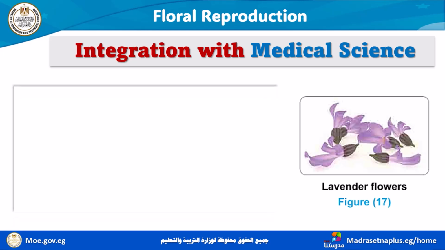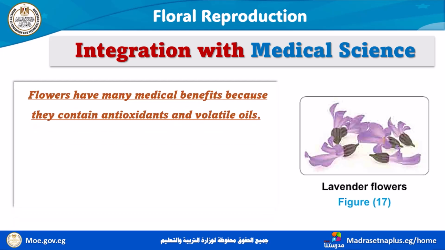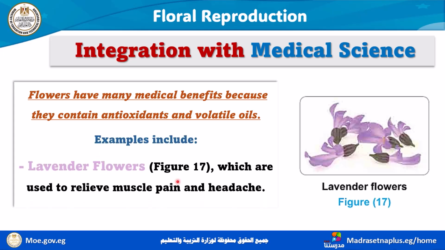Our third example for the flowers that have medical benefits is the lavender flowers. The lavender flowers are used to relieve muscle pain and headache. So we have here 3 examples. Each of them has benefit because this flower contains antioxidants and volatile oils that have medical effect.